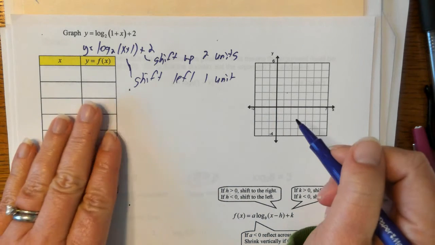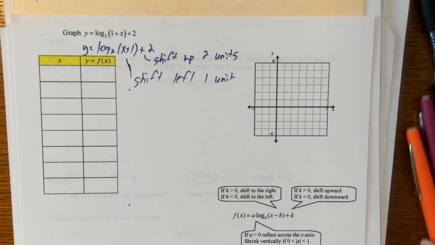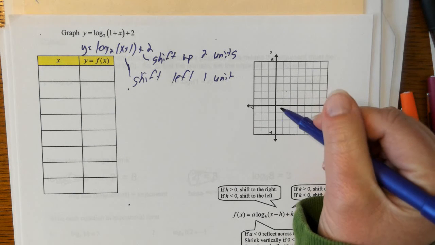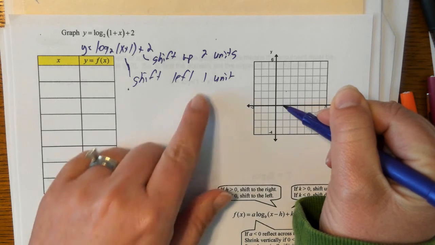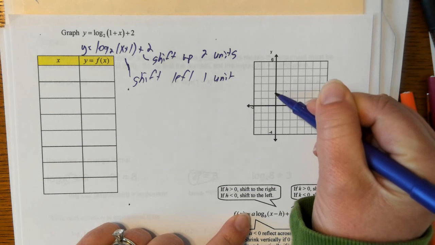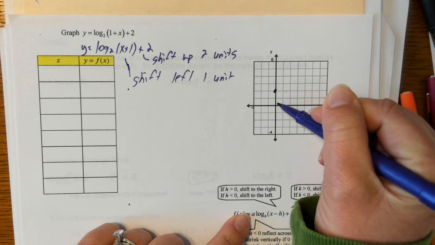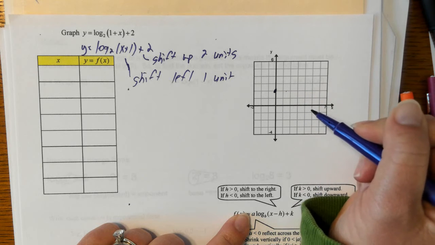Now they do want us to get a table from our calculator and plot a little bit more accurately, but I've got a pretty good sense of what's going to happen. Remember that key point 1, 0. If that key point at 1, 0 moves left 1 and up 2, I'm predicting right now that 0, 2 is going to be a point on this graph.